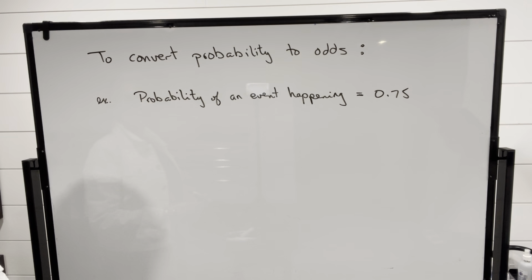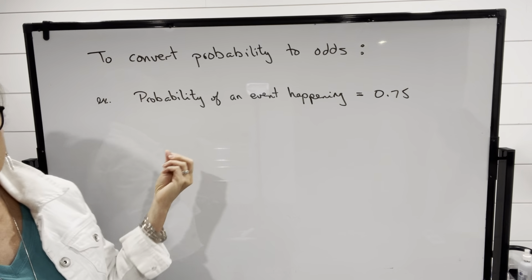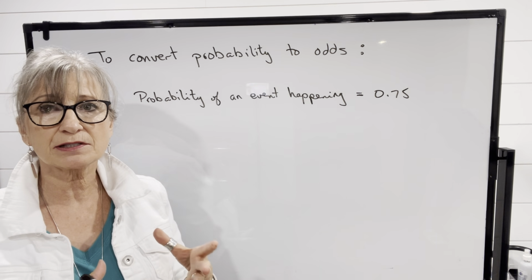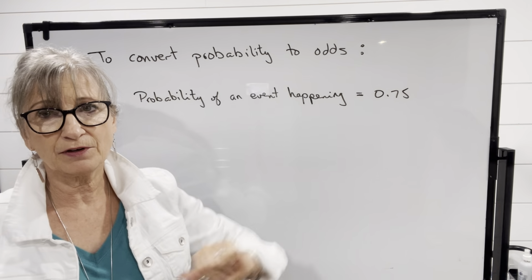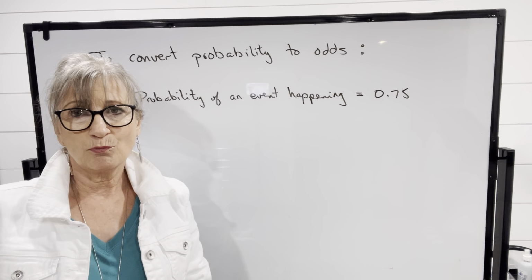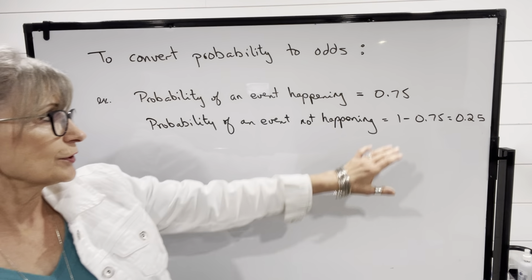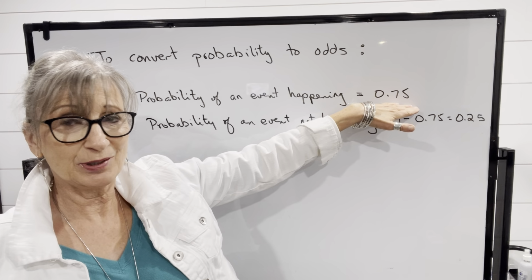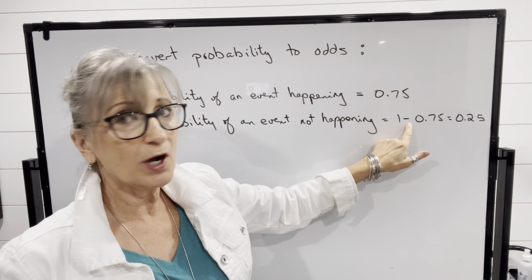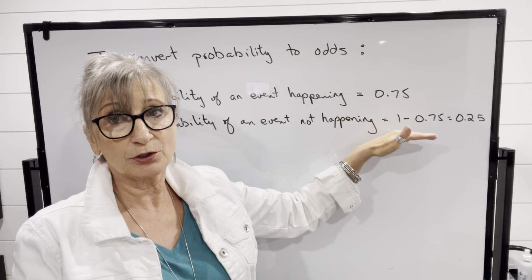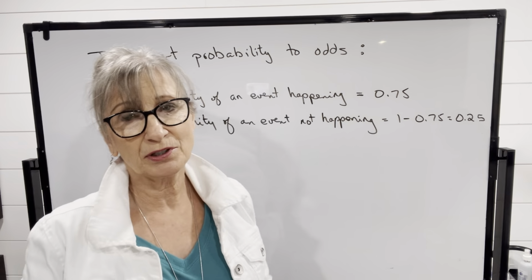All right, let's start off with, given a probability, how do we change that to odds? And the best way to show it is with an example. I'll give a formula as well, but to start with, let's look at an example. If the probability of a certain event happening is 0.75, let's subtract that from 1 to find the probability of that event not happening. So in other words, if there's a 75% chance of it happening, that means there's a 25% chance of it not happening. So we subtract the percent from 100% to get the probability of it not happening. Now that we have these two probabilities, we can find the odds.